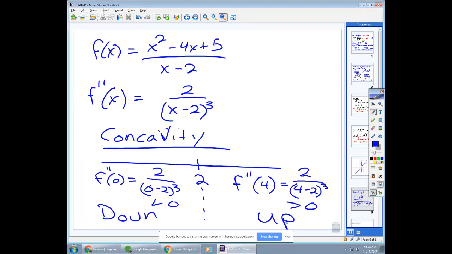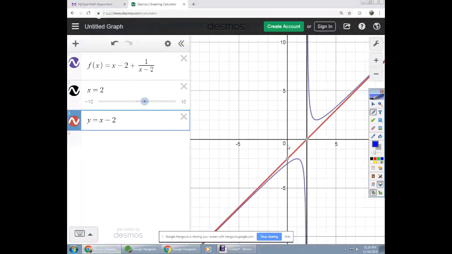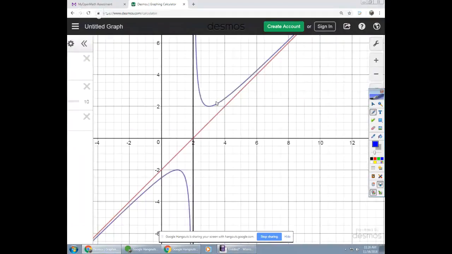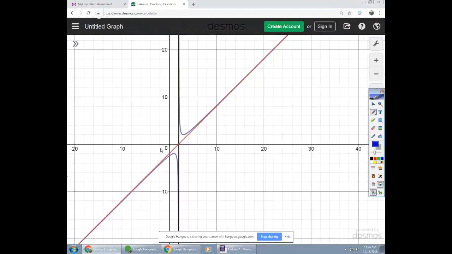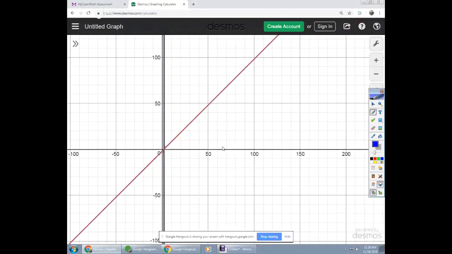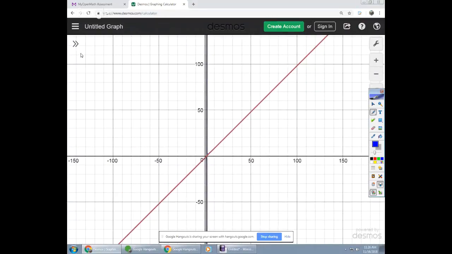Cool. I think we've analyzed the heck out of this function. Oh, I promised to zoom out on that to see if it looks like a straight line. So if we zoom out on this, what does the function look like? That's straight. It looks like its asymptote, right?